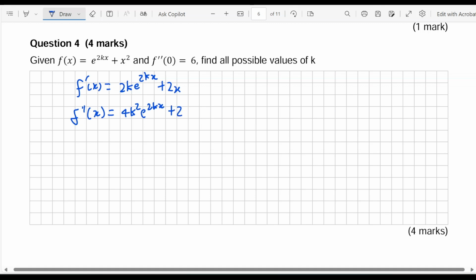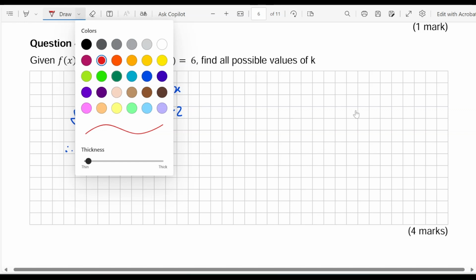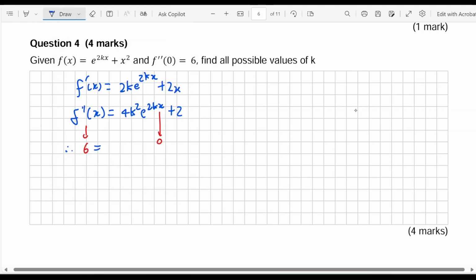plus 2. Therefore, f double dash of 0 equals 6, so we're going to get 6 there, and I'm going to be plugging in 0 for the x value, and we'll see what happens. So this is going to be 4k squared e to the 2k times 0 plus 2.